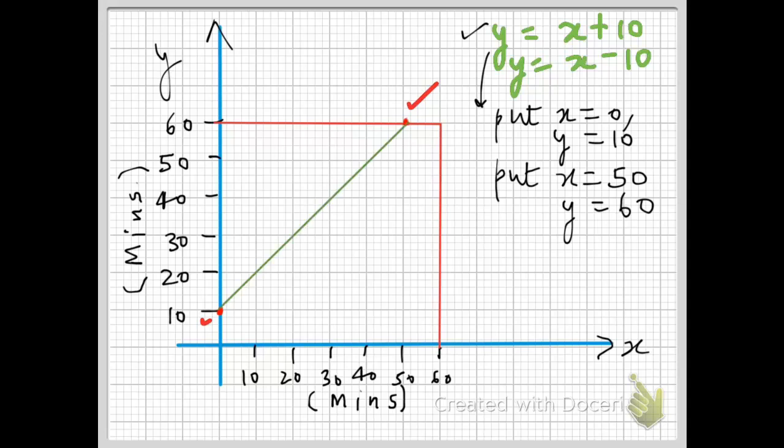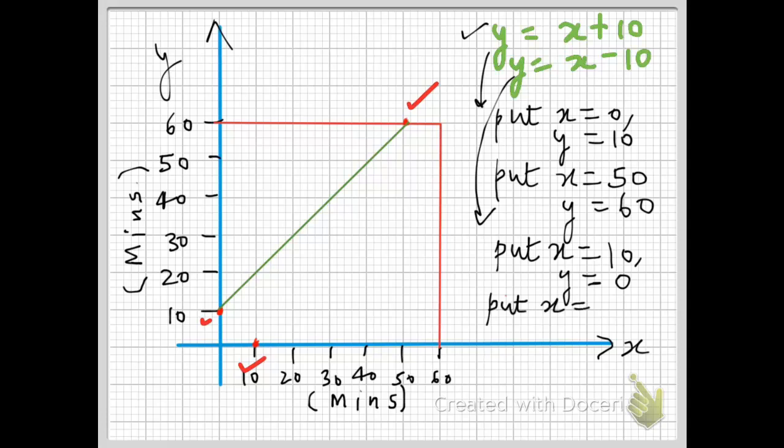Okay, the next equation, x minus 10. Again, plugging in values, I'll put x equal to 10 to get y equal to 0. So this is the point. Moving on, I'll put x equal to 60 to get y equal to 60 minus 10, 50. So this is the second point. I'll join these points again.